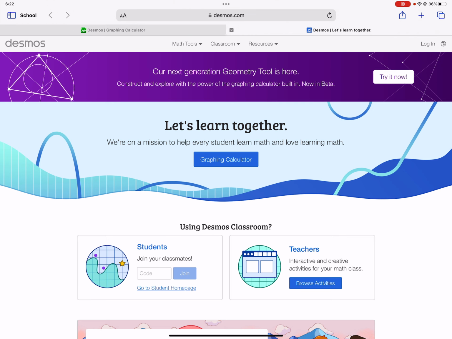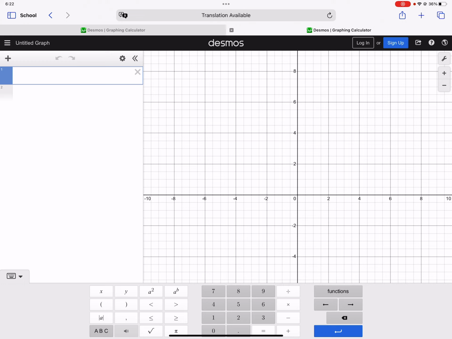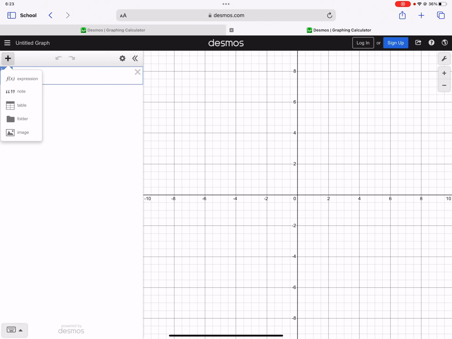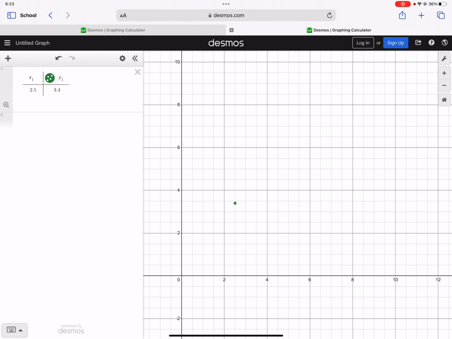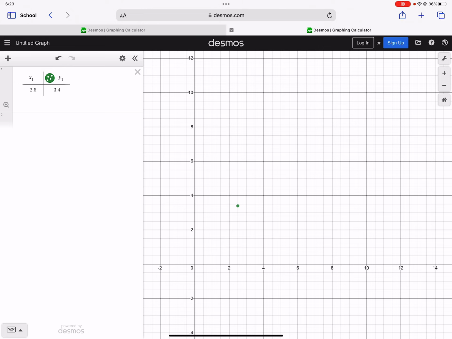When you go to Desmos.com, it's going to look like this, and you're going to want to click the graphing calculator button. Now you can see that we have a plus sign in the top left corner. If we click that, we're going to have the table. This is where you would go to your data set and input all of the values. So 2.5 for x has a corresponding 3.4 for y, and we can see that point plotted on the right as that green dot.